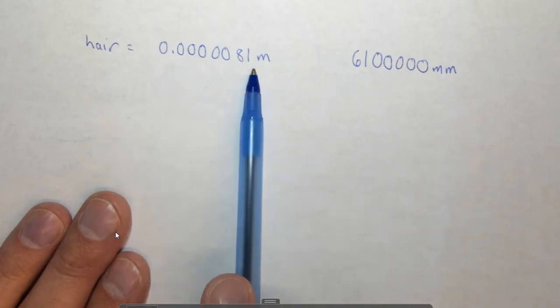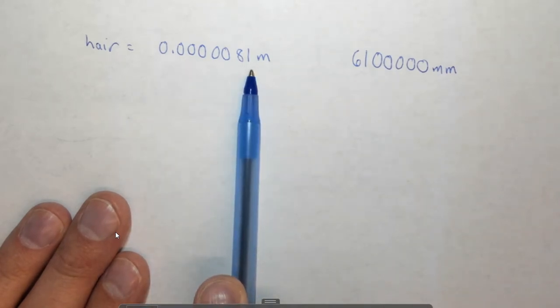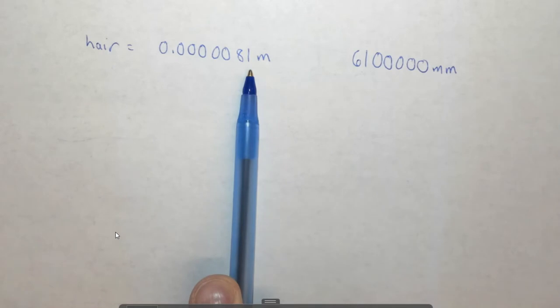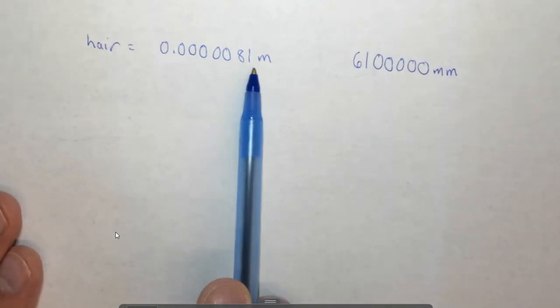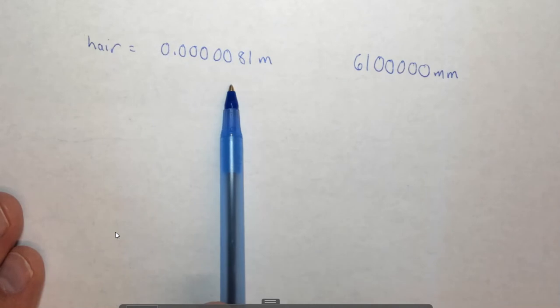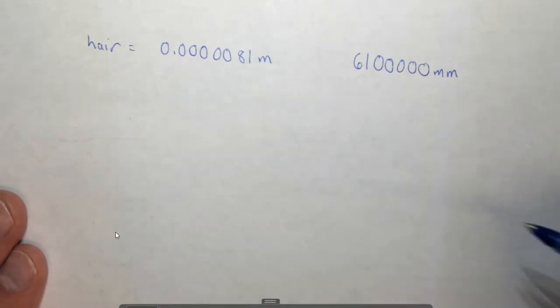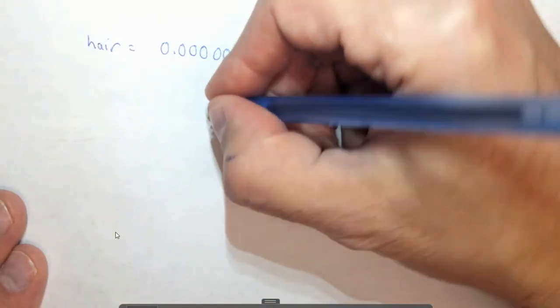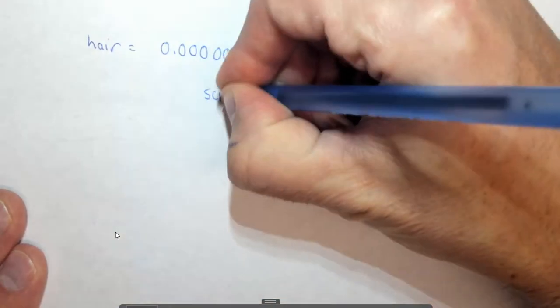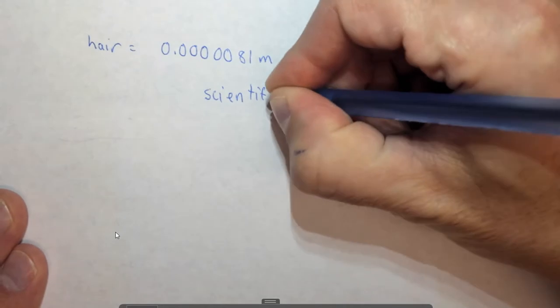It's a very small number of meters for the diameter of a hair. So here we use something to express these numbers. There's actually two ways we can do this. One way we can do this is to express these numbers in scientific notation.